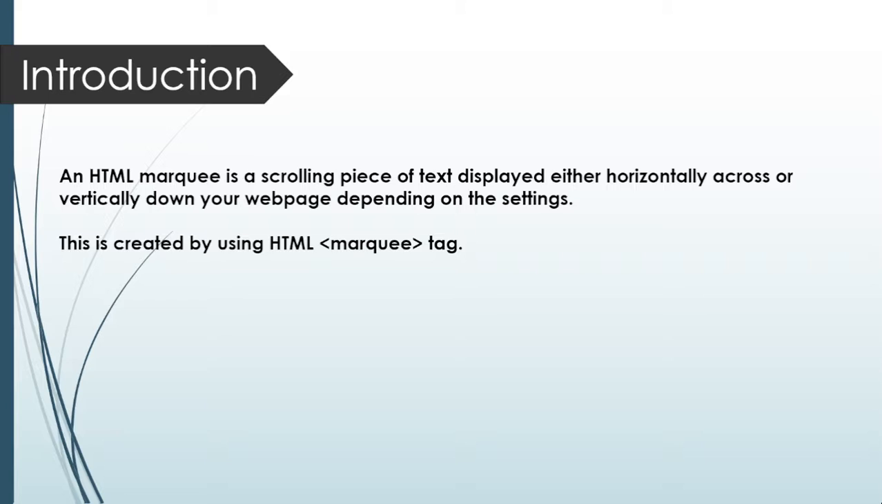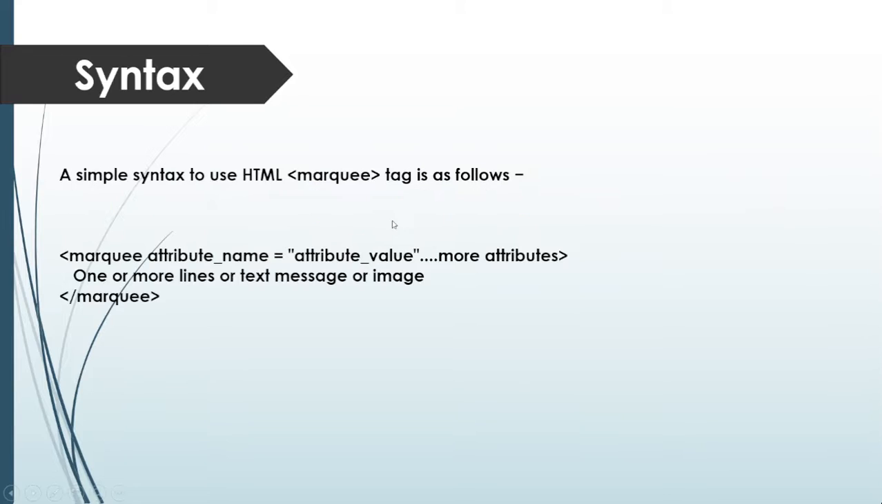So here, as you can see, an HTML marquee is a scrolling piece of text displayed either horizontally across or vertically down your web page, depending on the settings. In simple terms, if I want to scroll any text, any image or anything in my web page, we always use this tag, that is the marquee tag. This is how we write a marquee tag in HTML code, M-A-R-Q-U-E-E. If you write it as M-A-R-Q-U-E, it will not work. So remember the spelling also, okay? This is very important. This is the simple syntax of a marquee tag.